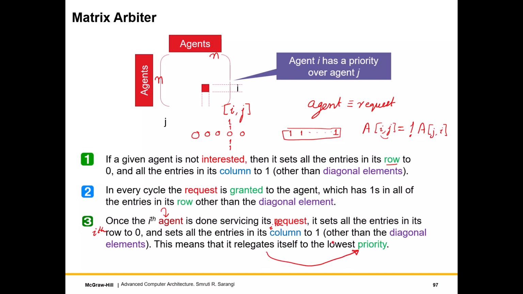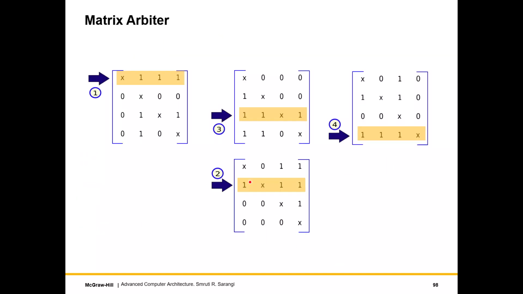But again, this mechanism is possible to generalize by saying that, instead of setting all the entries to 0, it will still maintain a few as 1, which indicates it is not relegating itself to the lowest priority, but somewhere in the middle, like an intermediate priority. That also is possible, and this approach allows that. But of course, you may then have problems of starvation, but at least this approach does in principle allow that. So the matrix arbiter, here is how it looks.